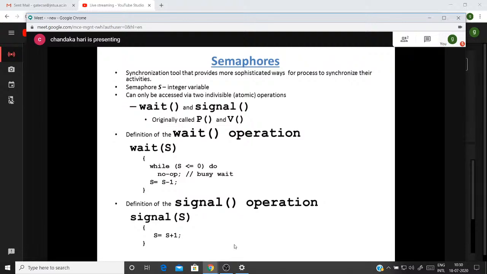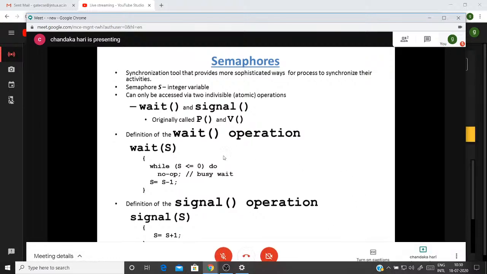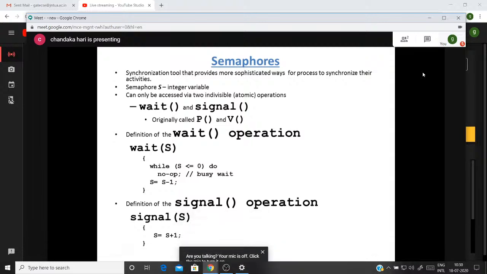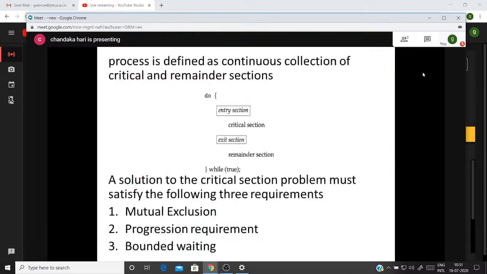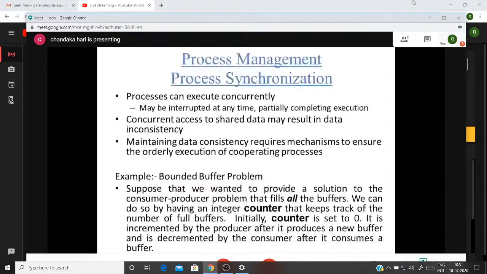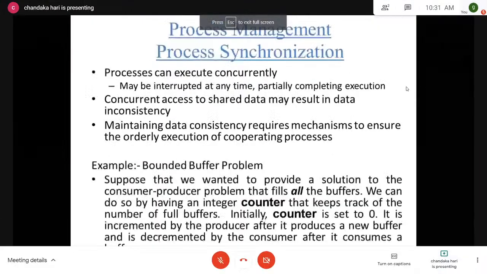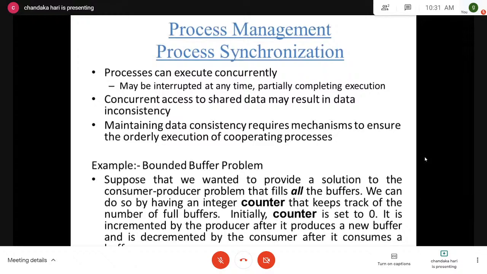Then after that, we saw the data sharing problem. Whenever multiple processes are running simultaneously, if any data is shared by multiple processes at the same time, and you are not using any proper security mechanism, the data will enter into an inconsistent state. In order to overcome that inconsistent state, we use a technique called process synchronization. Process synchronization is a set of tools or mechanisms to ensure that the data will not enter into an inconsistent state.